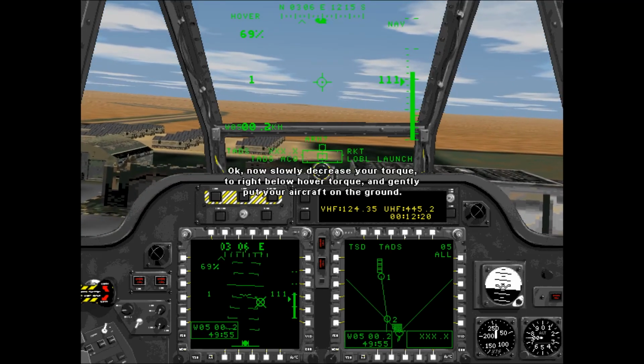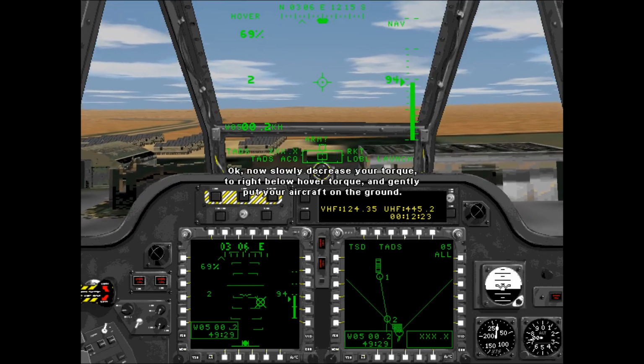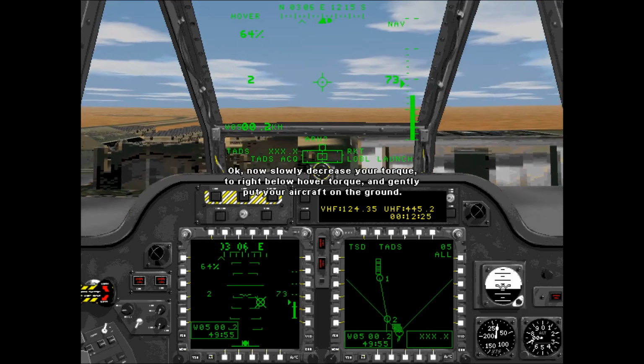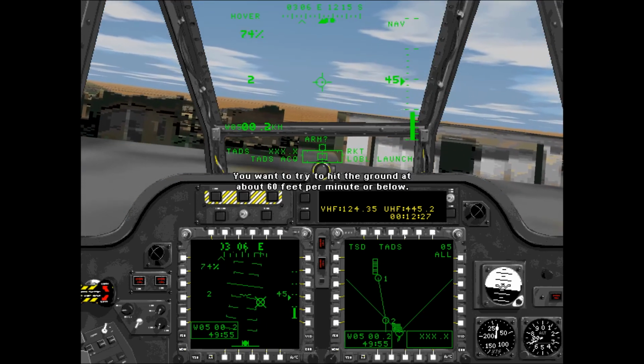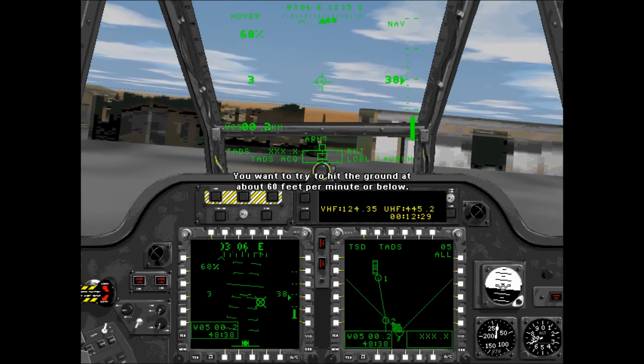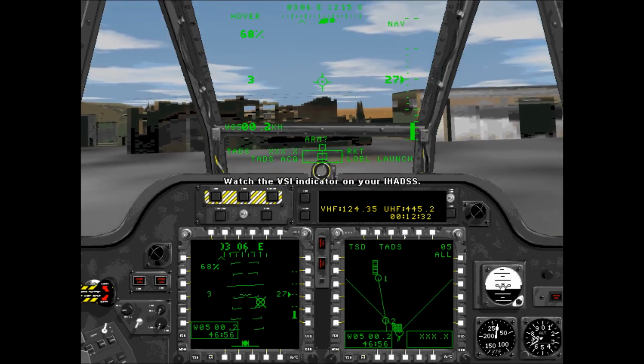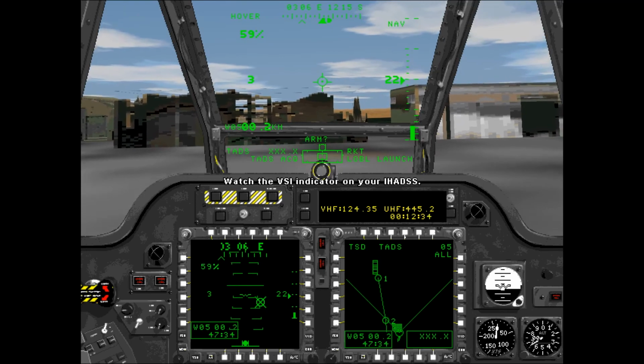Okay, now slowly decrease your torque to right below hover torque and gently put your aircraft on the ground. You want to try to hit the ground at about 60 feet per minute or below. Watch the VSI indicator on your iHeads.